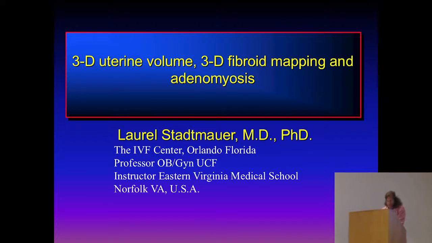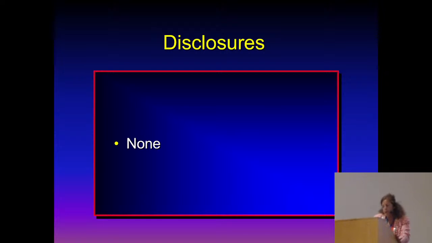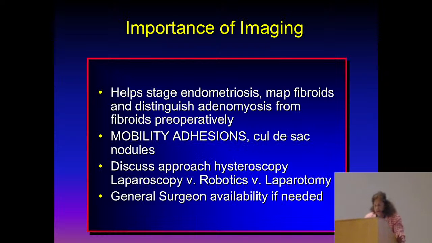So I'm going to make this very practical with some cases, nothing to disclose. As everyone knows, the importance of imaging: you help stage the endometriosis, map fibroids, distinguish adenomyosis from fibroids preoperatively. You can tell mobility, adhesions, cul-de-sac nodules. So you have an approach prior, and you could counsel the patient regarding laparoscopy, robotic surgery, laparotomy, hysteroscopy, and get the right help or general surgeon if needed.